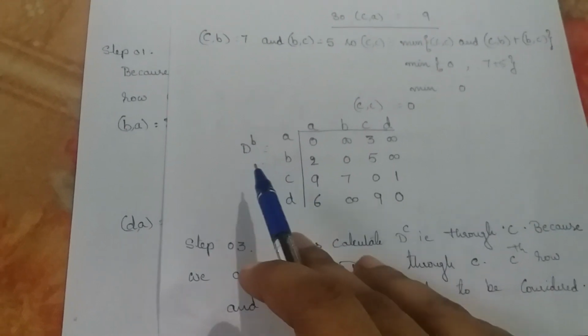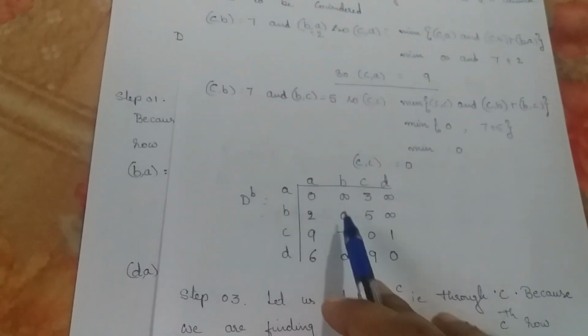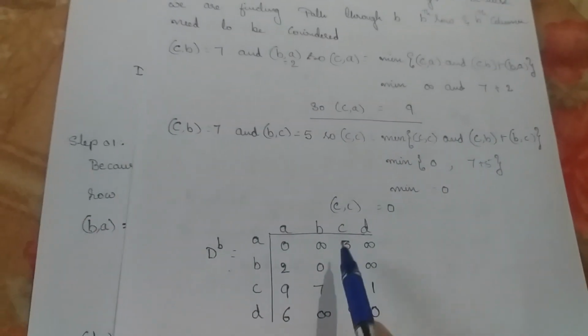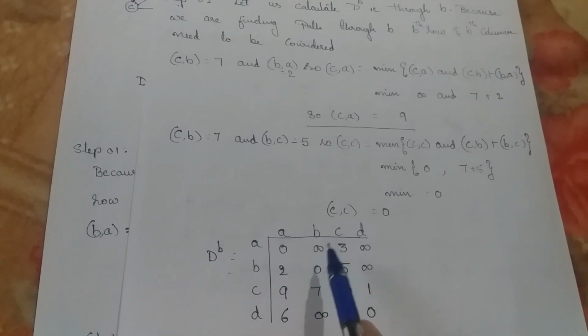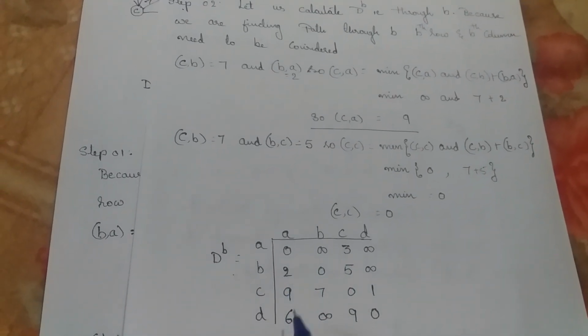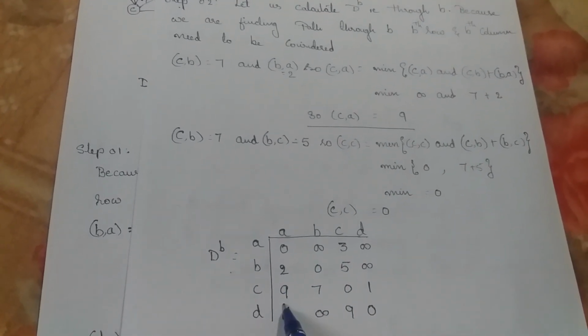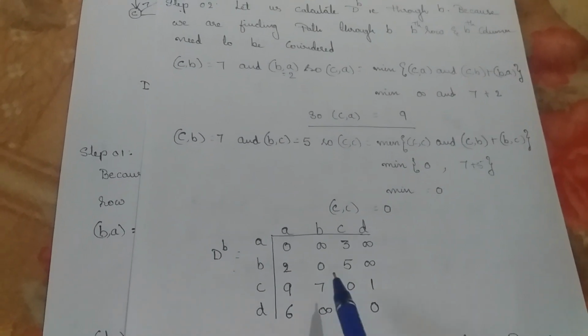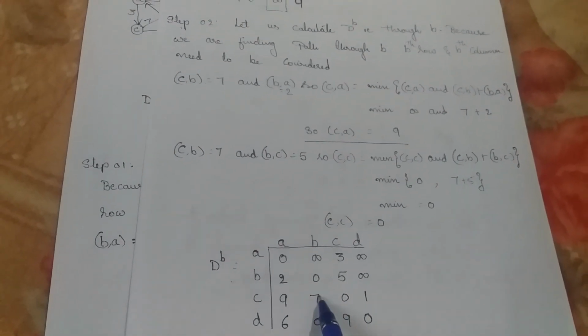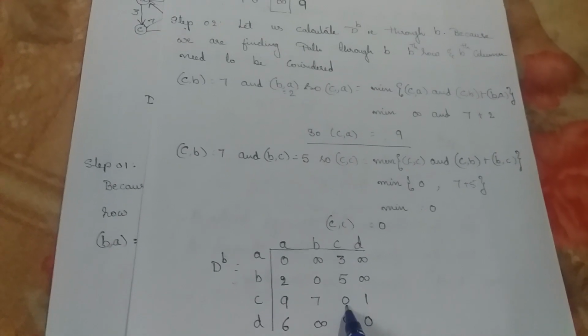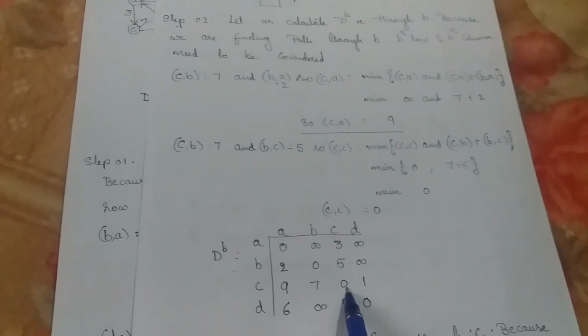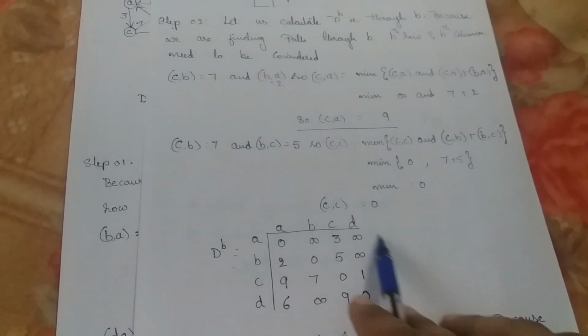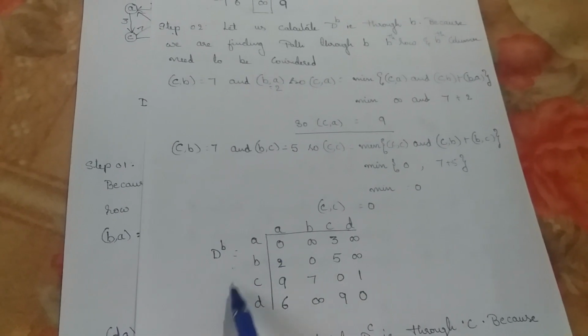So I have updated the cost adjacency matrix here. Now you can see here, C comma A I have written as 9, and C comma C I have written as 0. Now I have updated the cost adjacency matrix for D of B.